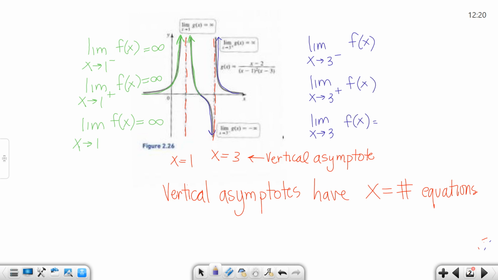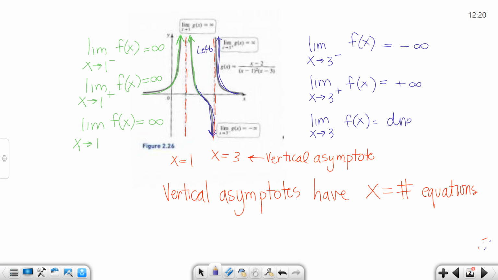Okay, I noticed that 3 does have a vertical asymptote there. On the left side of 3, I know as I'm getting closer and closer to 3 from this direction, it's going down. So this limit from the left side would be down, which is negative infinity. This limit from the right side would be up, which is positive infinity. Now overall at 3, I have to look at what happens from both sides. On the left side it's going down, on the right side it's going up.